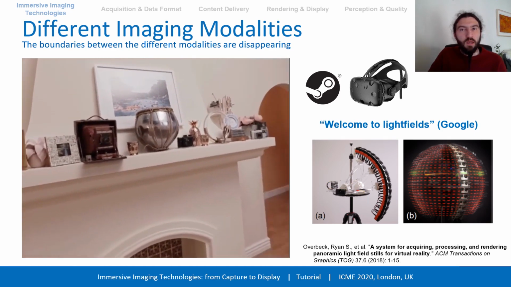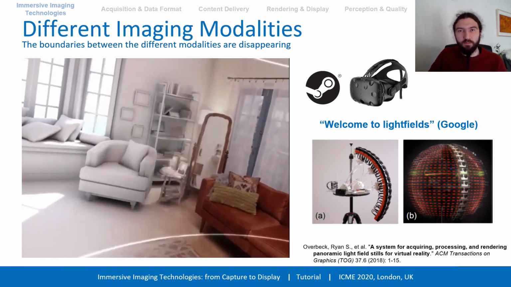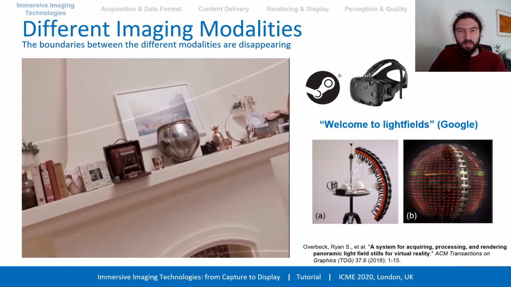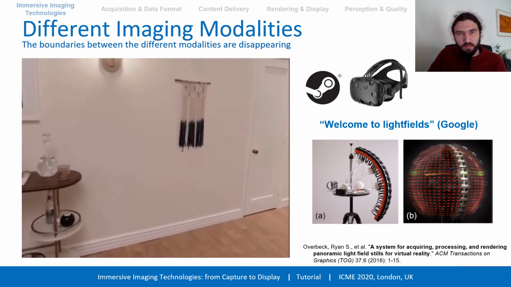This is an omnidirectional light field from Google's Welcome to Light Fields VR experiment, which is available on Steam. So as you can see, at the beginning of the video it starts with the light fields, but then you can still move your head within some limited boundaries in space, and you can still have some kind of 3DOF plus experience.